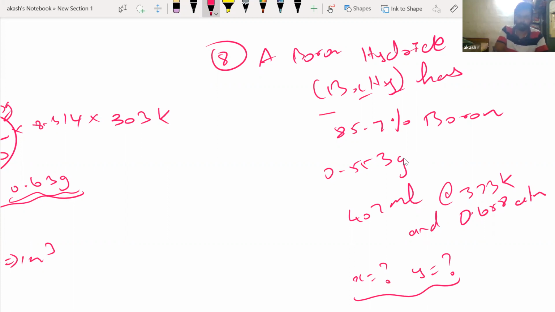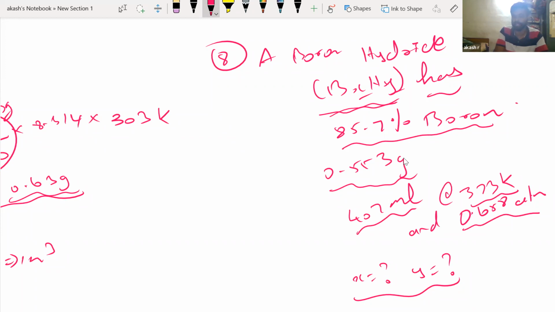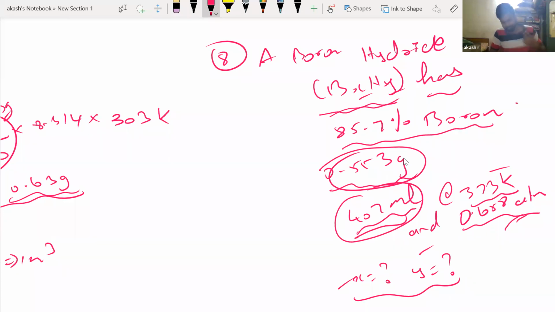A boron hydride BxHy has 85.7% boron in it. Full stop. Next statement says 0.553 grams of this compound, that is BxHy, occupies 407 ml at 373 Kelvin and 0.658 atm. This is the pressure, this is the volume, this is the temperature, and at that temperature, this many grams of the compound occupies 407 ml. So they're asking you to find the molecular formula. Basically, they have to find X and Y. Go for it. Interesting question.